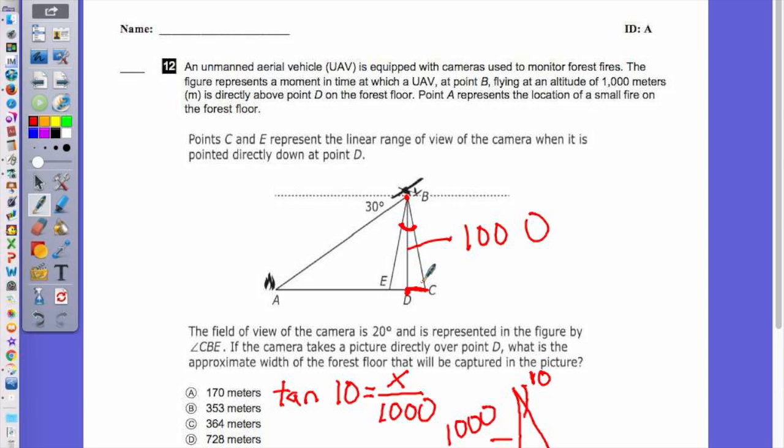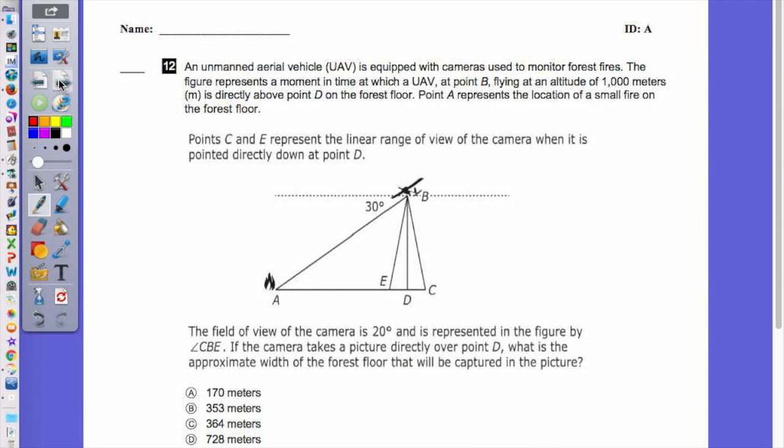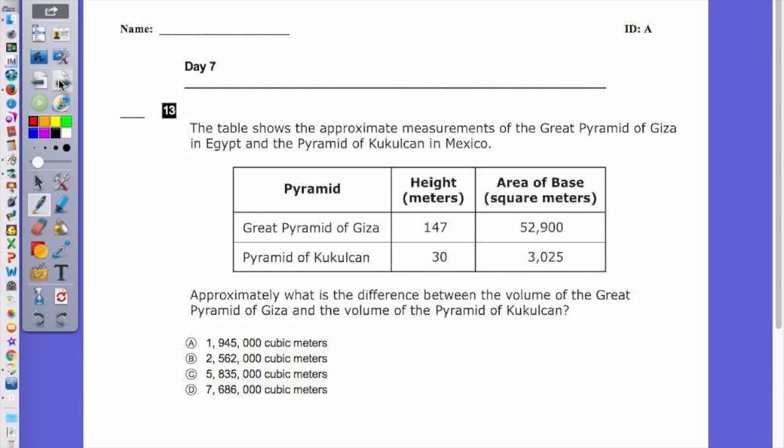Ooh, we have time for one more. Yes. Number 13. Okay.